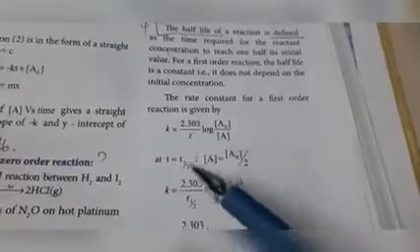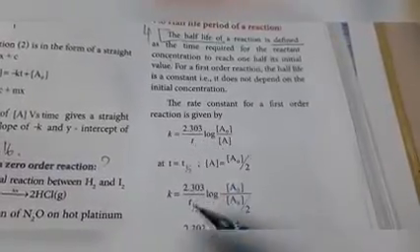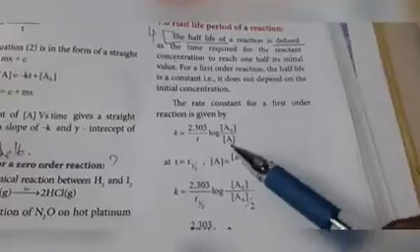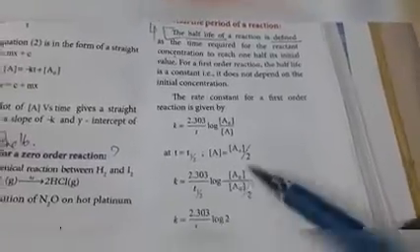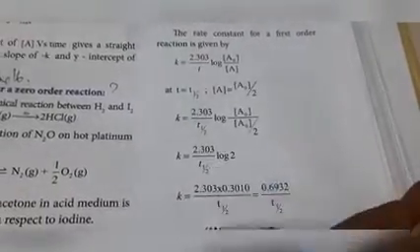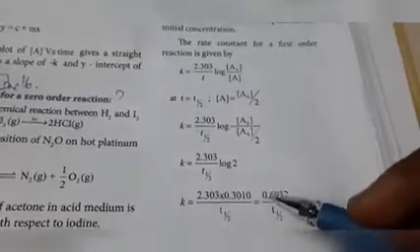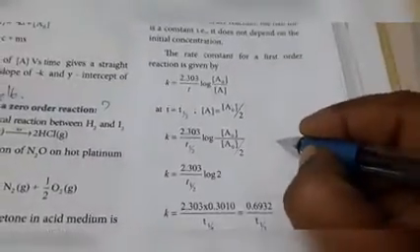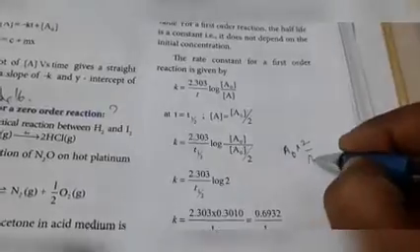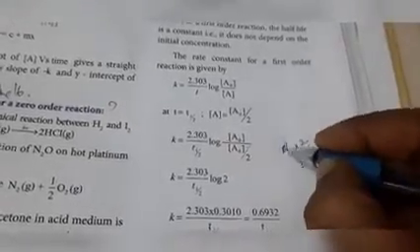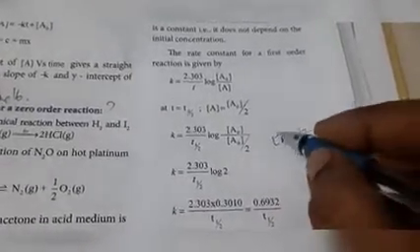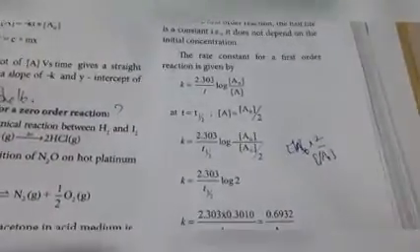K is equal to 2.303 divided by, instead of t, you substitute t half, log A0 divided by, instead of A, you substitute A0 by 2. So K is equal to 2.303 divided by t half, log A0 into 2 by A0. This can be written like this. Both A0 cancel, which means finally we will get only 2.